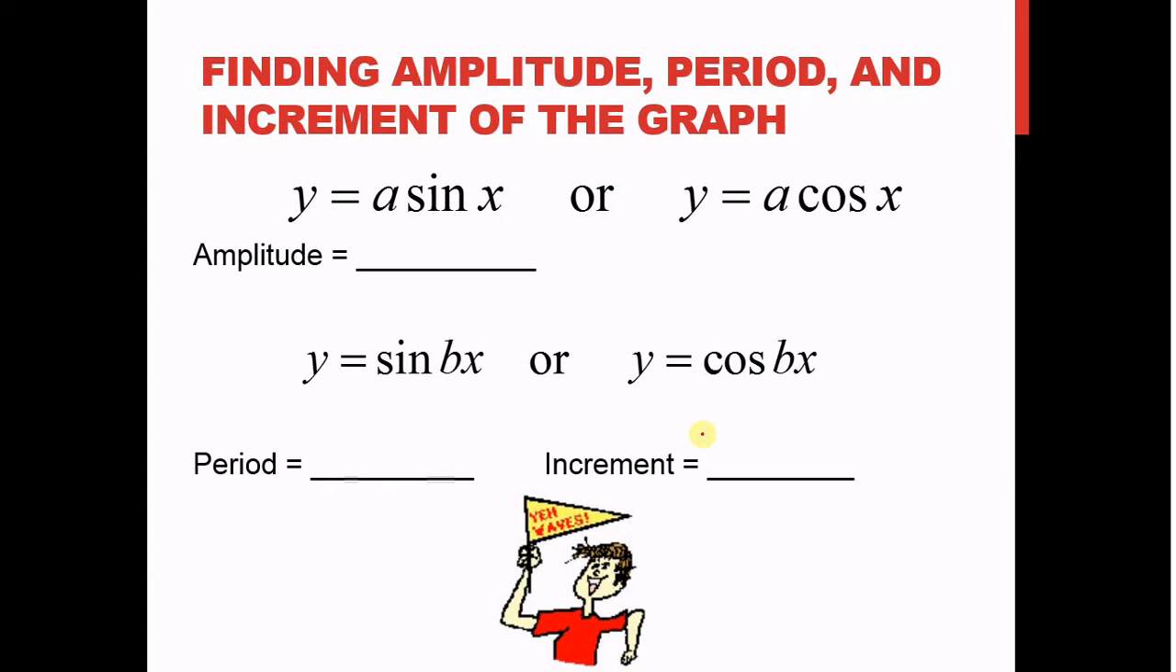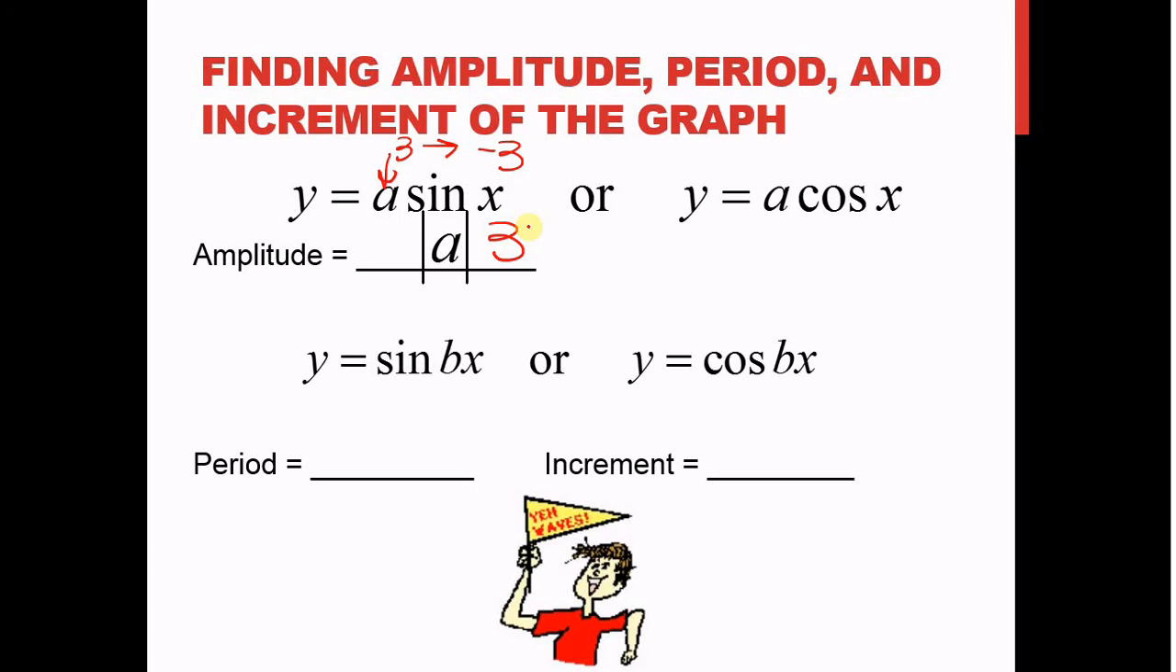Now, how are you going to find this if they change this around? Because your amplitude will change, your period might change, and your increment may change as well. To find your amplitude, you're going to do the absolute value of A. AKA, if it's 3, your amplitude is 3. So if this A right here is a 3, your amplitude would have been 3. If it's a negative 3, it's still 3. Your amplitude cannot be negative.